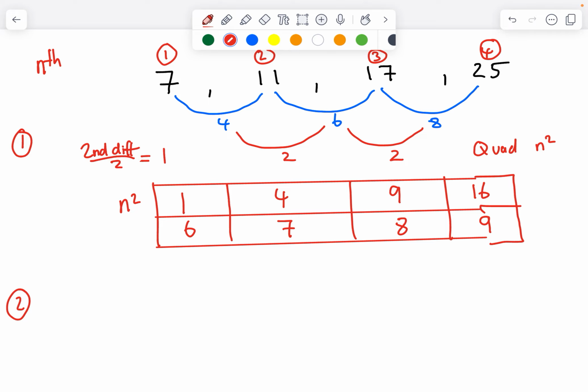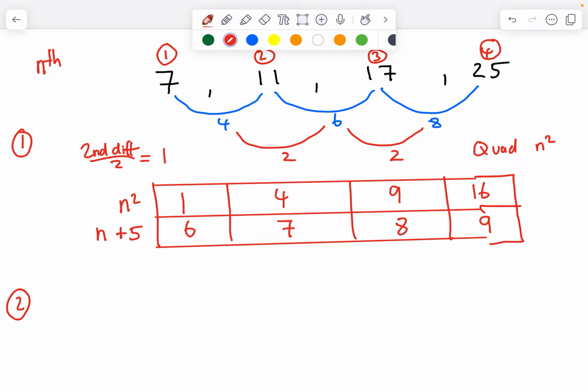So now I need to write the nth term for this part that is left. Okay, so that means basically it's going up by 1, so that means it's n. And for the first term, if n is 1, I need to add 5. For the second term, n is 2. If I add 5 to 2, I get 7. For the third term, n is 3. 3 plus 5 is 8. So this is n plus 5.